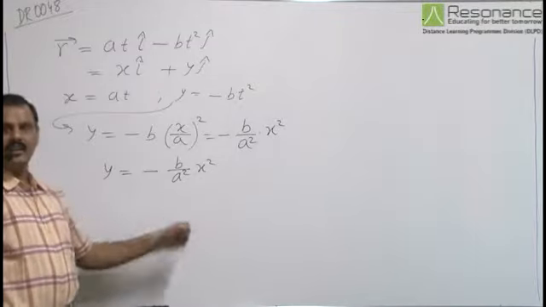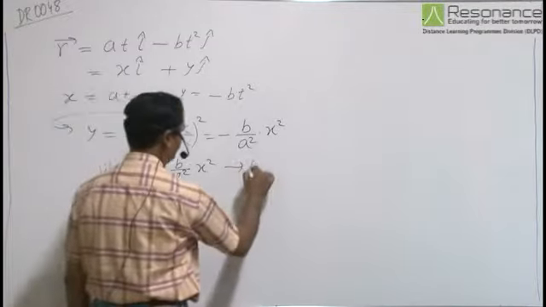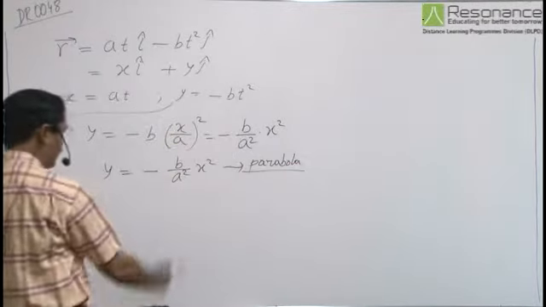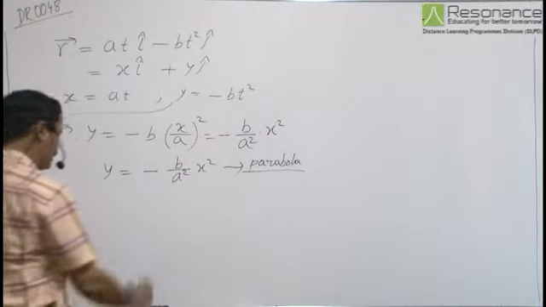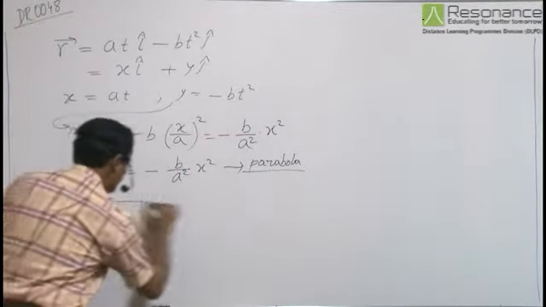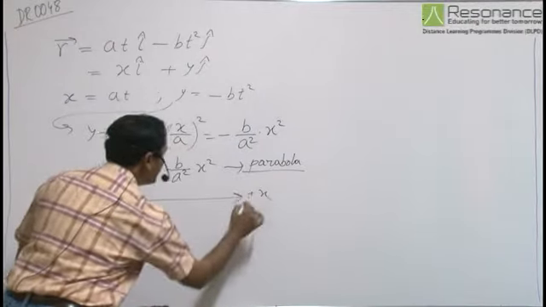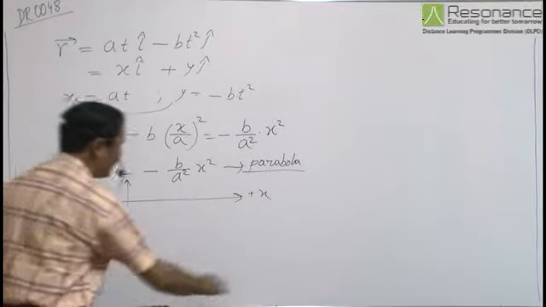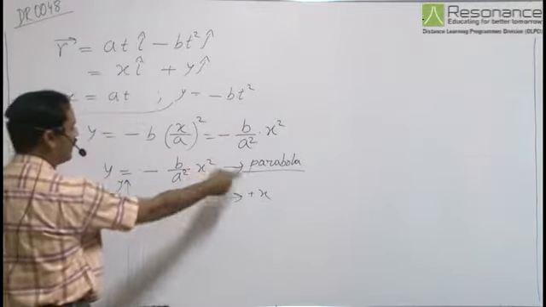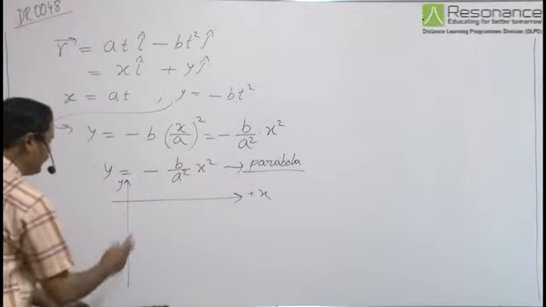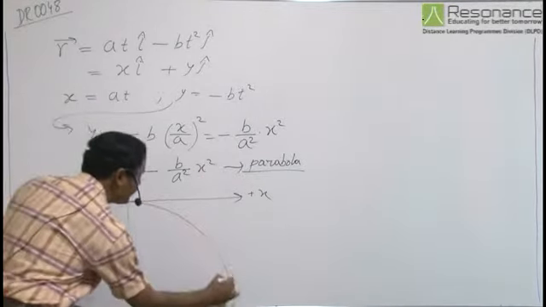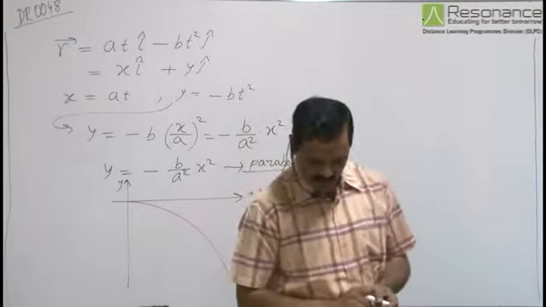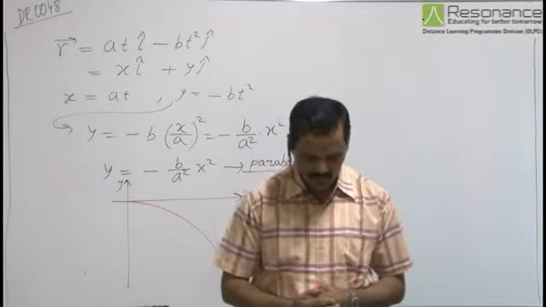As it can be seen, it is an equation of a parabola. This is the equation of a parabola with vertex at x equal to 0, y equal to 0. So if we plot the x versus y graph, it can be seen that with increasing value of x, y becomes negative and the graph is like this. So this is the plot of the graph.